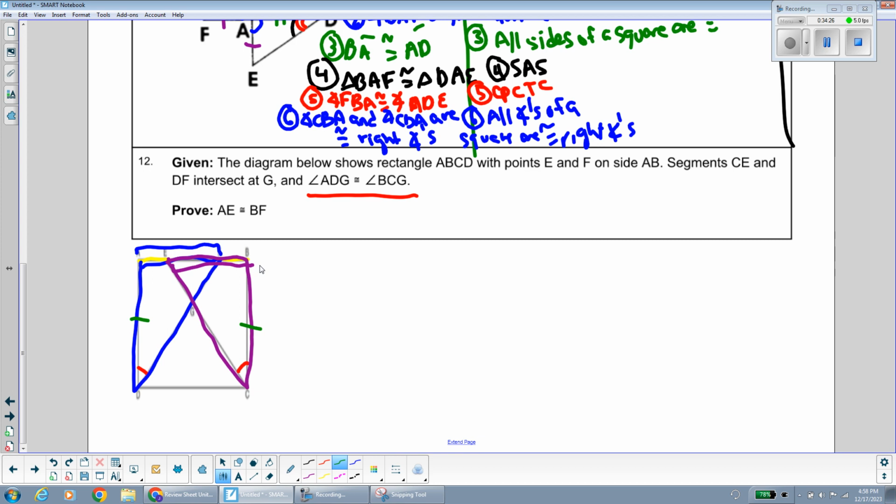And since we have a rectangle, I do know all of the corner angles are 90-degree angles. So I know that angle A and angle B are 90-degree angles. So now I know the two triangles are congruent by ASA. Once I know the triangles are congruent by ASA, I can CPCTC this side over here, AF, and I can CPCTC that side over there, BE.